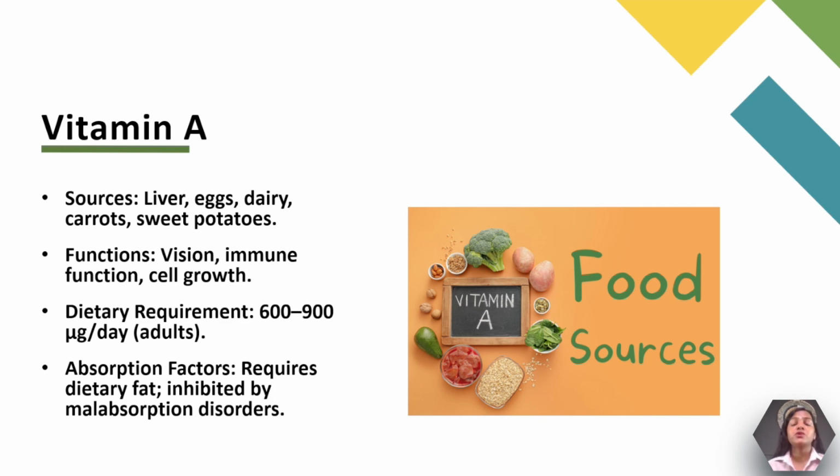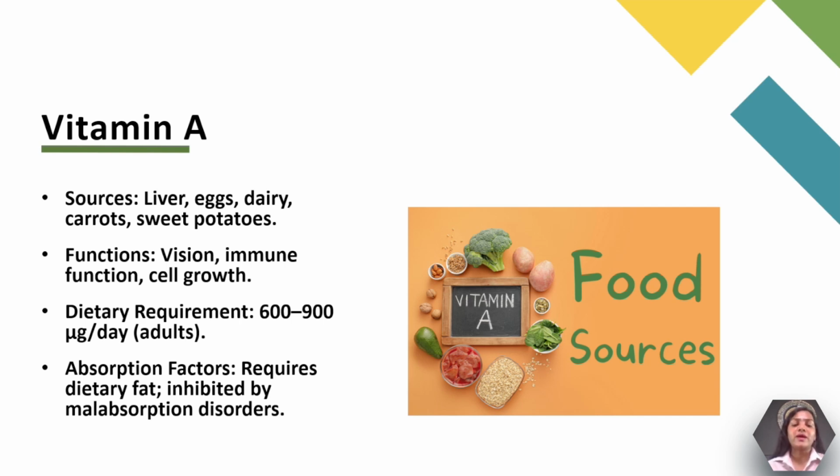There are different functions which are played by vitamin A. That is, it supports vision, plus it also helps in the immune function and the cell growth of the body. Now, the dietary requirement, that is the minimum requirement, between 600 to 900 microgram of vitamin A per day should be provided to a healthy individual to fulfill the daily requirement.